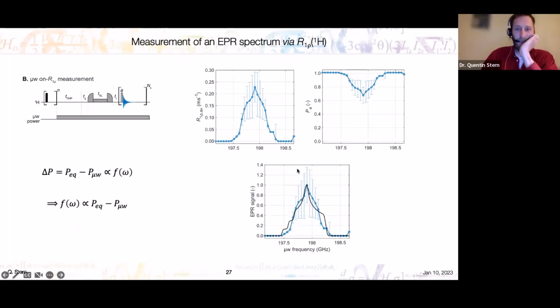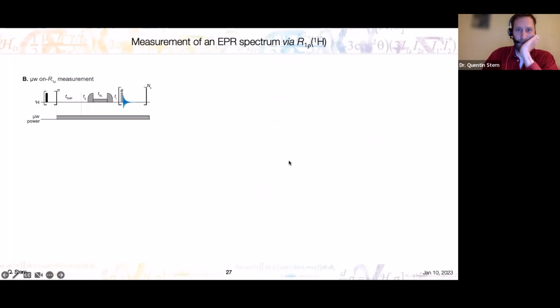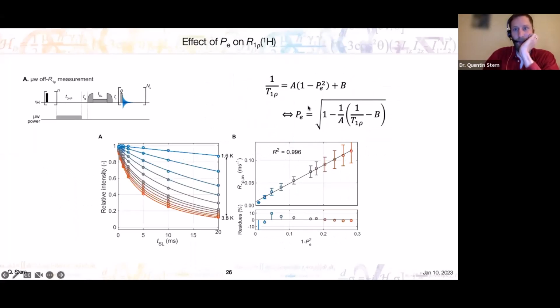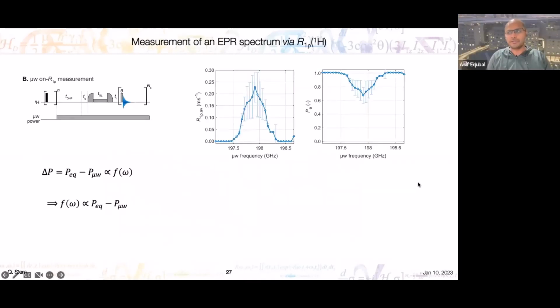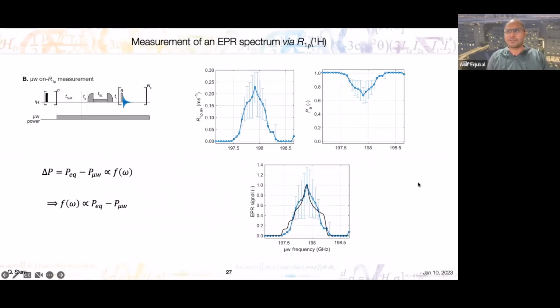This is again using this formula. I assume that the R1 rho has this form. I measured A and B using this correlation, and then in the other experiment, for each data point I measure R1 rho, and then I calculate PE using these A and B coefficients. So these are all relative to something. They're not absolute polarization, or is it absolute polarization? This is absolute. Yeah. Okay. Absolute, of course, with probably a lot of systematic error, but it's absolute.